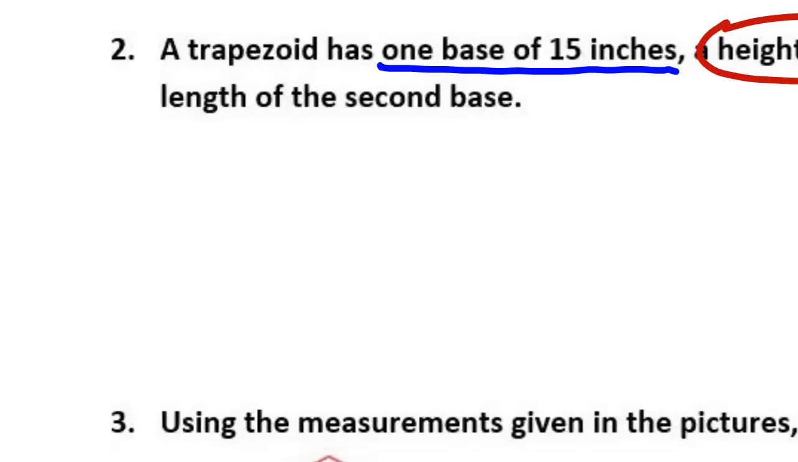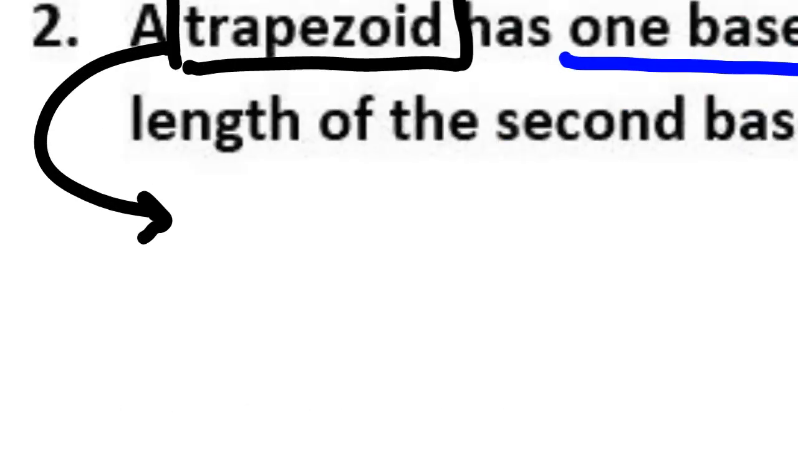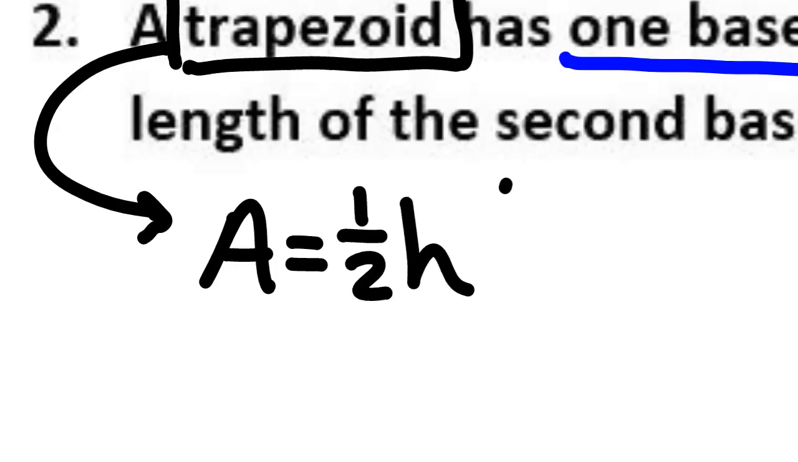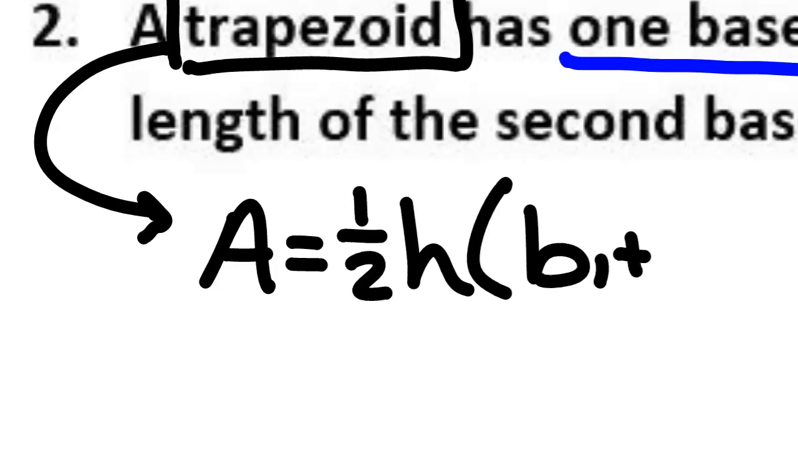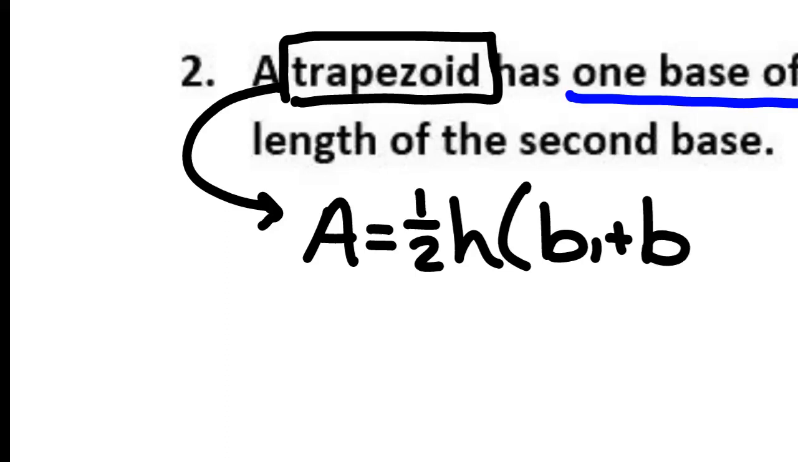Now you do need to know the area formula for a trapezoid for the test tomorrow. The area formula for a trapezoid reminds me a lot of the area formula for a triangle. Remember, triangle is 1/2 base times height. Only a trapezoid has how many bases? 2 bases. So 1/2, we only have 1 height. We have 2 bases that we have to add together. So 1/2 times the height times base 1 plus base 2.